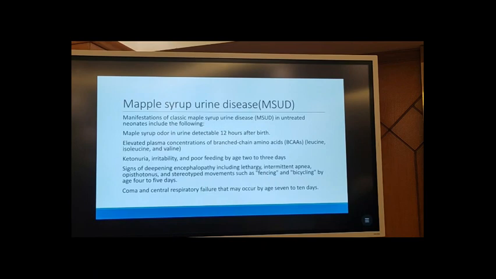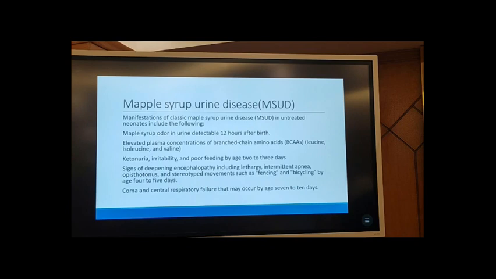What are the manifestations of classical maple syrup urine disease in an untreated neonate? First of all, you could detect a maple syrup odor 12 hours after birth, but detecting the odor, I think, is difficult. And then, of course, there is an elevated plasma concentration of the branched chain amino acids, the leucine, the isoleucine, and the valine. The patient can have ketonuria, irritability, poor feeding, and then signs of deepening encephalopathy.